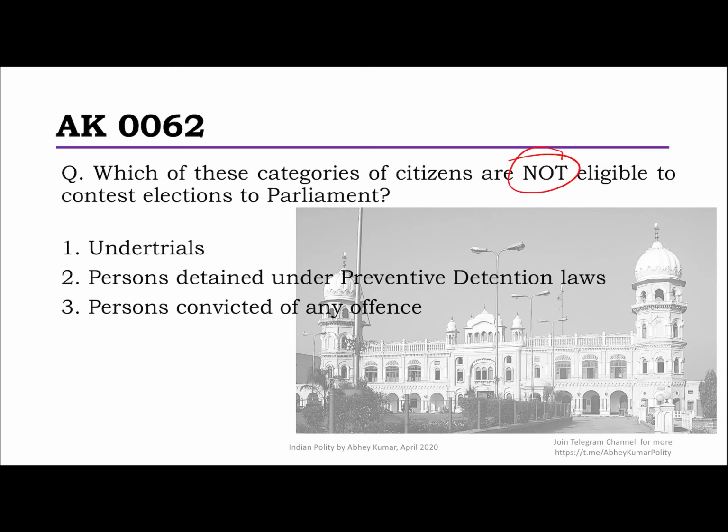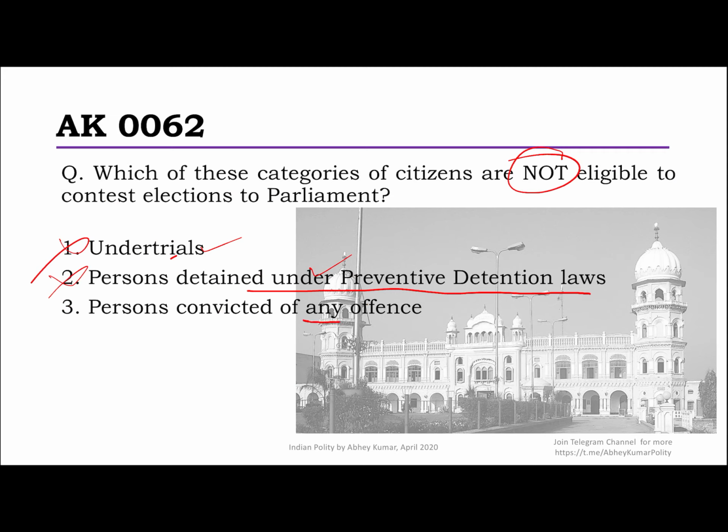So nothing has been proved yet. But for various reasons, including not having the security for the bail, they are in prison. So there is no restriction on them, and they can definitely contest the election. So this is not the correct answer, because they can contest election. Persons detained under preventive detention laws are just detained for preventive detention purposes. They can also contest election, and this is also a wrong answer to this question.